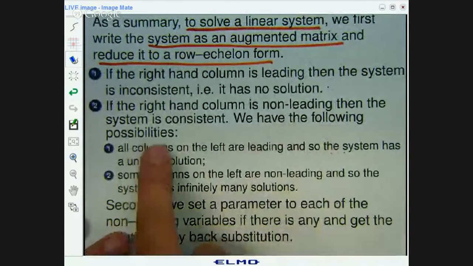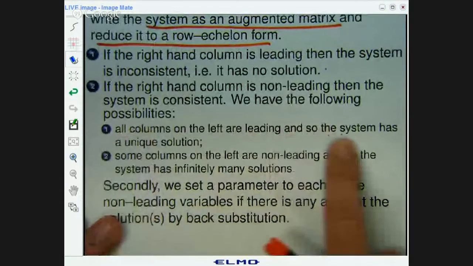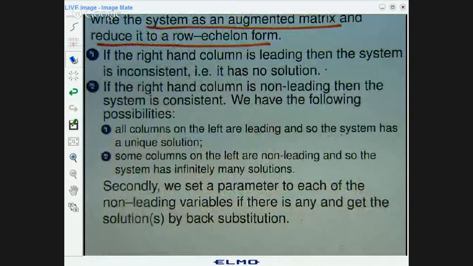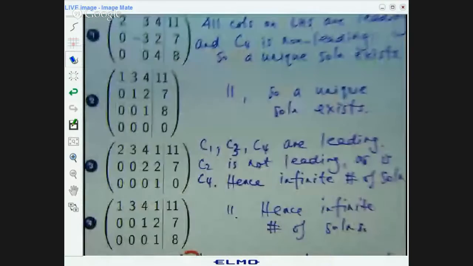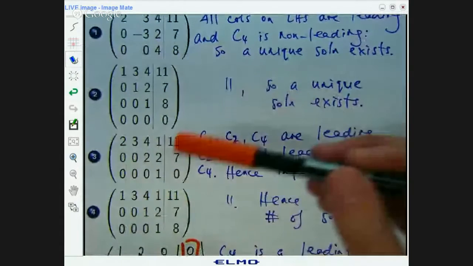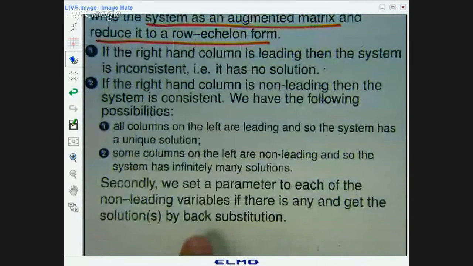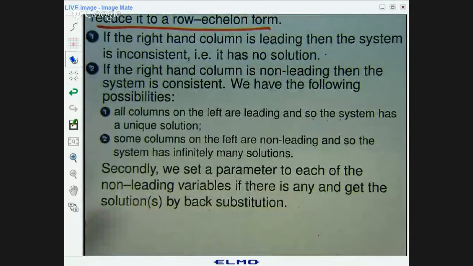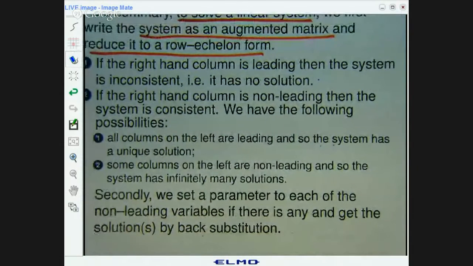We have the following possibilities. All the columns on the left are leading, and so the system has a unique solution, like those 2. Some columns on the left are non-leading, so the system has infinitely many solutions, like that and that. Okay, that was non-leading, that was non-leading. All right. In this case, we set a parameter to each of the non-leading variables, if there are any, and we use back substitution to get the solutions.